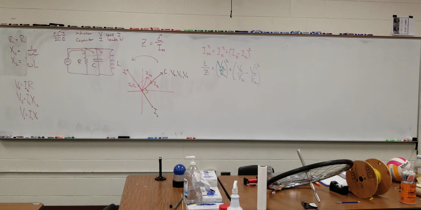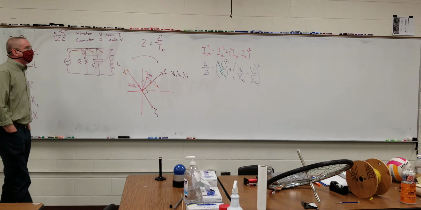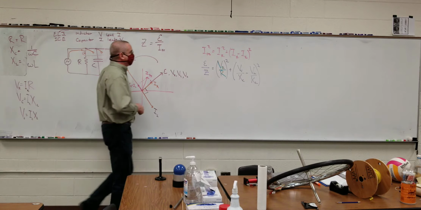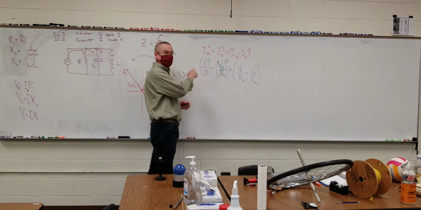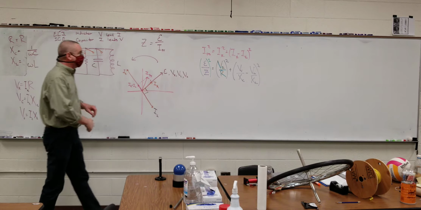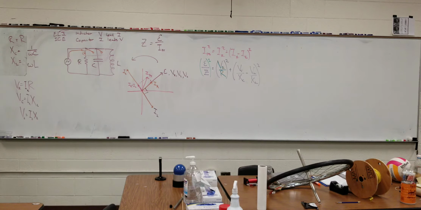Now what? Is it epsilon over Z squared? Oh, yeah, that should be squared. That's what you said, right? Squared, yeah. Thank you. So after we correct our mistakes, or my mistakes, what next?